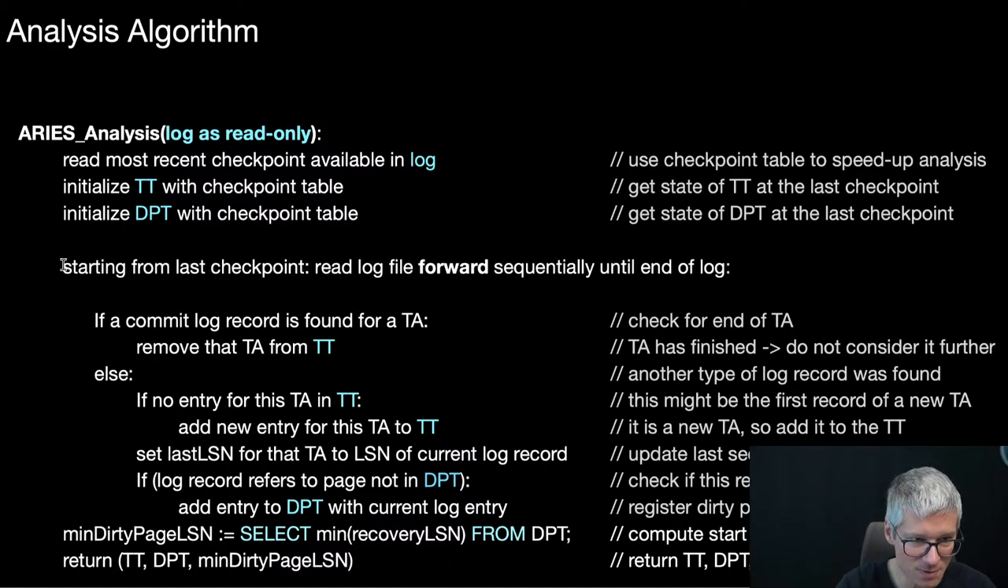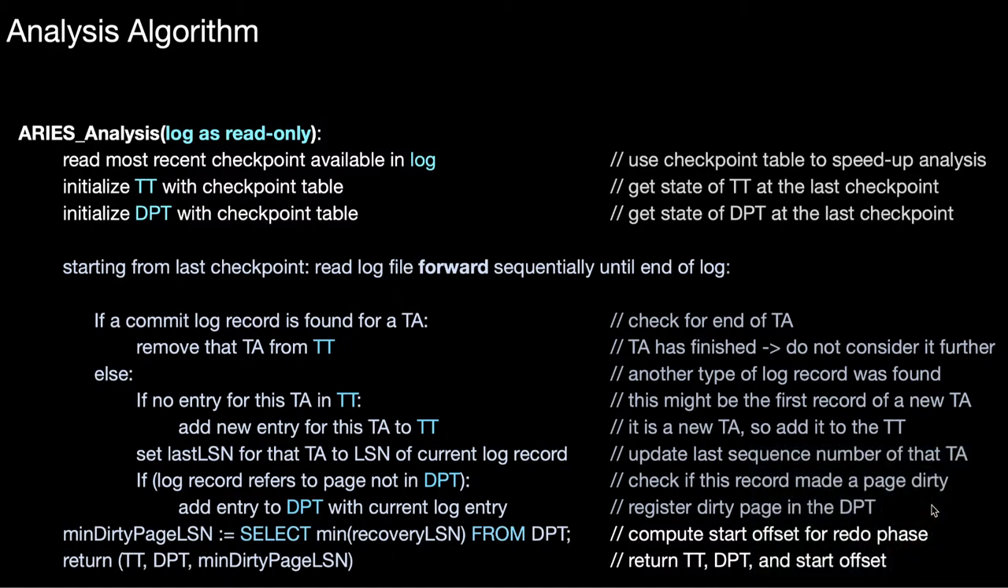So all of that is a for loop here, all of this nested stuff till here. You keep processing each and every log record until eventually you processed all the log records, and then you have a version of the DPT and of the TT, the transaction table. And then what has to be done is, from the dirty page table, you compute the minimum, so the oldest log record making a page dirty, and then you return those three values. That's it for the analysis phase.